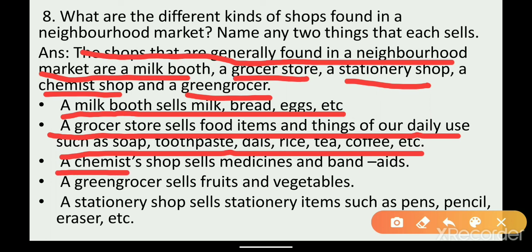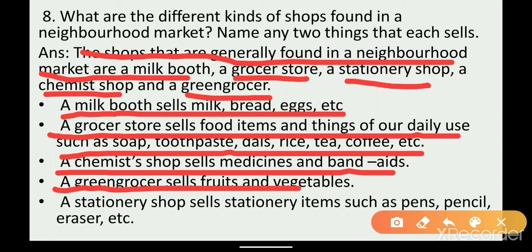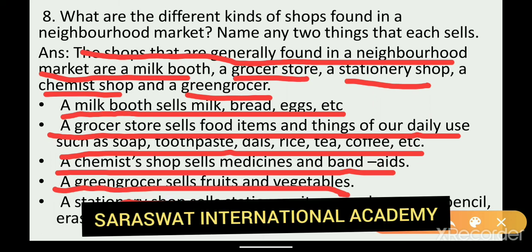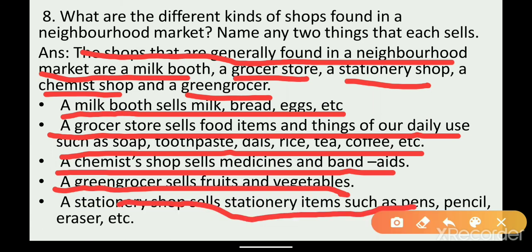A chemist shop sells medicines and band-aids. So at a chemist shop we find medicines and band-aids. A greengrocer sells fruits and vegetables. What does a greengrocer sell? He sells fruits and vegetables. A stationery shop sells stationery items such as pen, pencil, eraser, etc. So at a stationery shop, we find pen, pencil, eraser, etc.